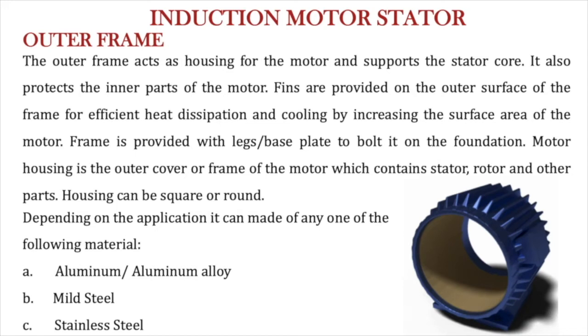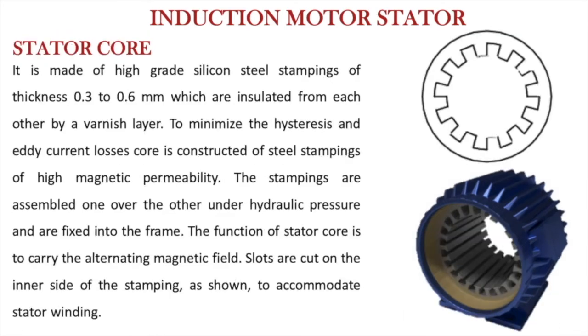Motor housing is the outer cover or frame of the motor, which contains the stator, rotor and the other parts of the motor. Housing can be either square or round. Depending on the application, it can be made of any of the following materials: aluminum or aluminum alloy, mild steel or stainless steel. Next comes the stator core.